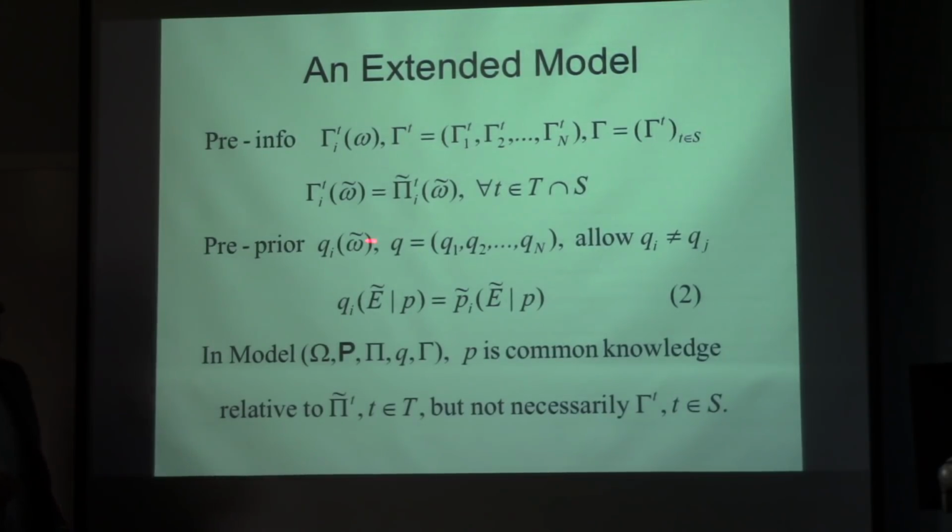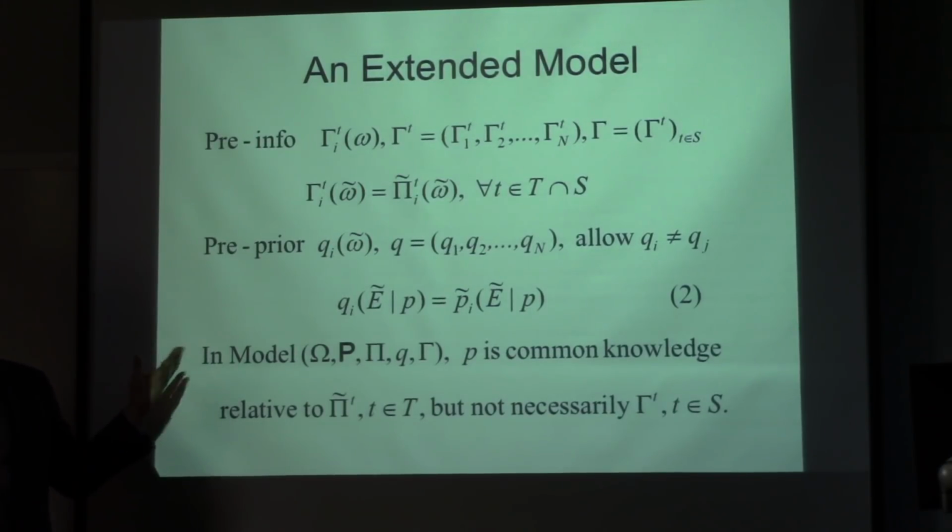Now I'm going to introduce a prior over this larger state space. And I'm going to let each agent have a different pre-prior. And I have not constrained it very much. That's the key point to note. I will constrain it in a very small, very limited number of ways. But in general, at this point, they can have a pre-prior that's completely unrelated to their prior.